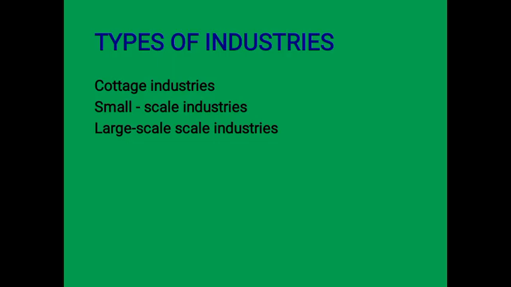Types of industries. There are three types of industries on the basis of size. These industries are divided into three on the basis of their size. Cottage industries are very small industries. Small scale industries are quite bigger than cottage, and large scale industries are big industries. So let's see what cottage industries are.